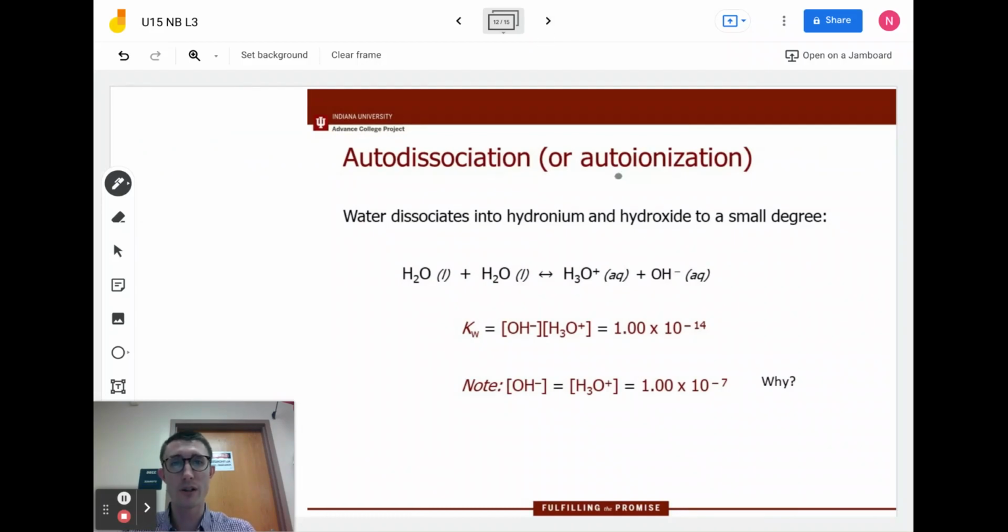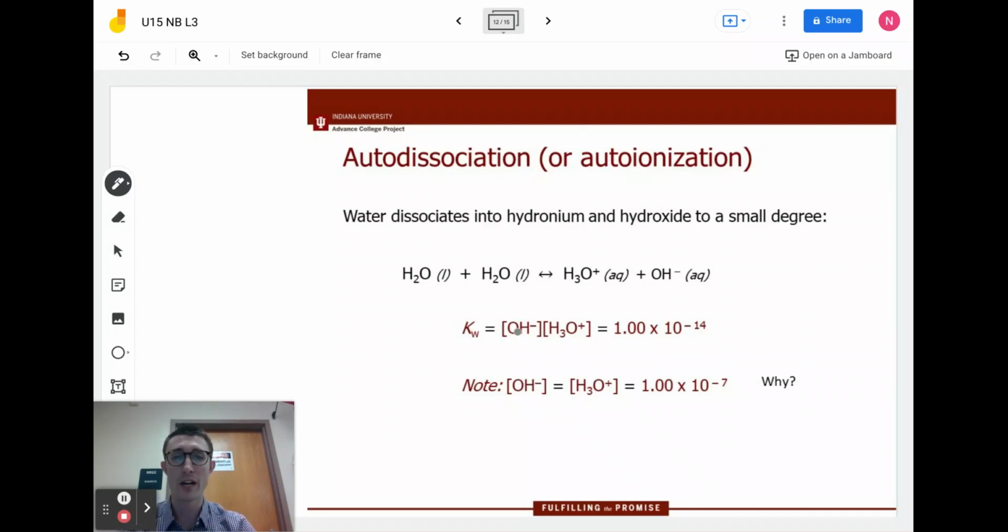So, auto-dissociation or auto-ionization. When we are talking about water, water dissociates into hydronium and hydroxide to a small degree. So when we have liquid water, to a small degree, what we're going to get is a hydronium concentration and a hydroxide concentration. So this is our equilibrium constant for water for its auto-dissociation. This is what we can use to determine quantitatively how acidic or basic a solution is.